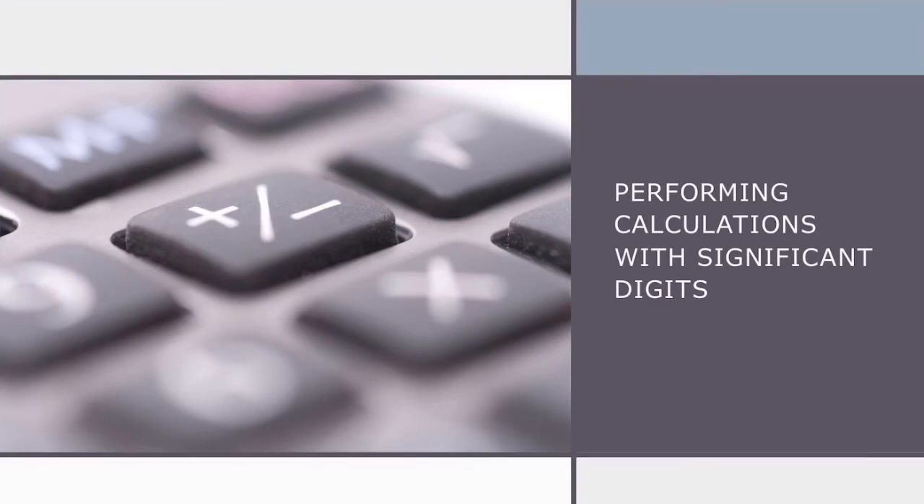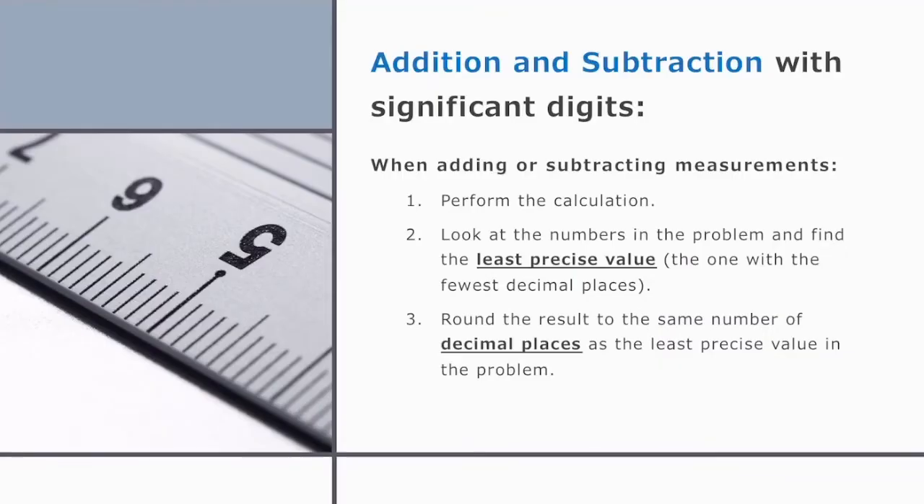So now we need to talk about how to perform calculations with significant digits. When we do these calculations, keep in mind that we're just trying to limit the amount of error that we end up with in our answer. There are different rules for when we add and subtract versus when we're multiplying and dividing.